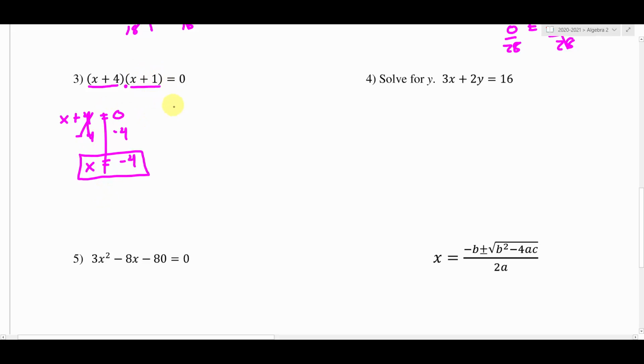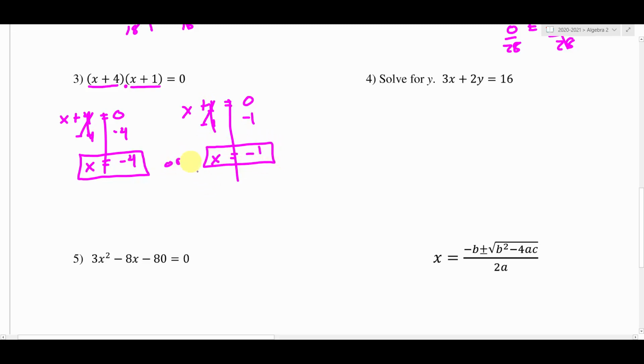Well, what if the x plus 1 is the 0? Because we don't really know which one is going to end up being the 0. Right, so I'm going to say, well, let's pretend x plus 1 is the 0 for a minute. Then we could get this, right? I could subtract 1 from both sides and find that x equals negative 1. And there's my second solution.